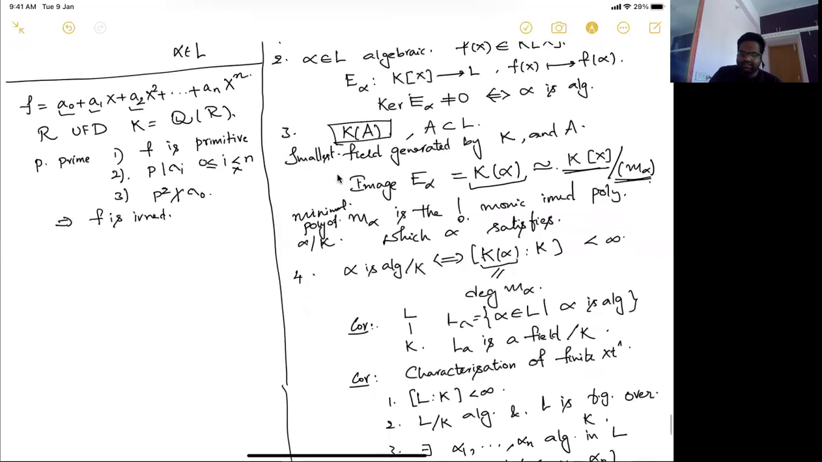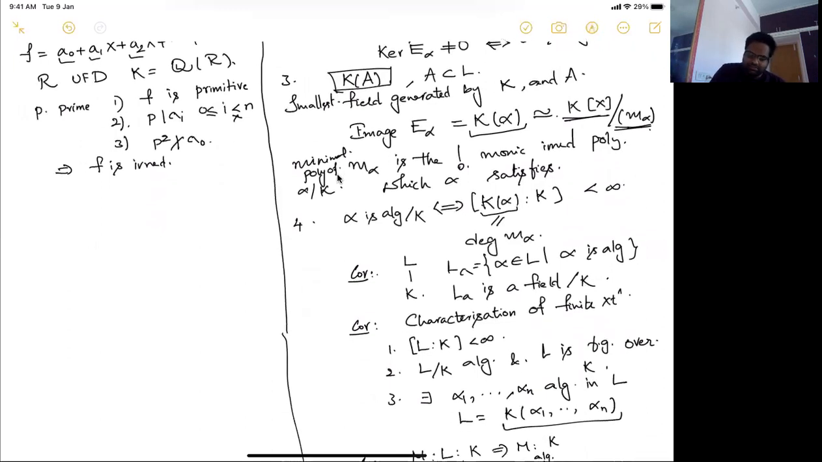So this is called the Eisenstein criterion. And based on this, we were able to see immediately that x to the power of n minus p, for any natural number n and for any prime p in Z, is irreducible in Q bracket x.